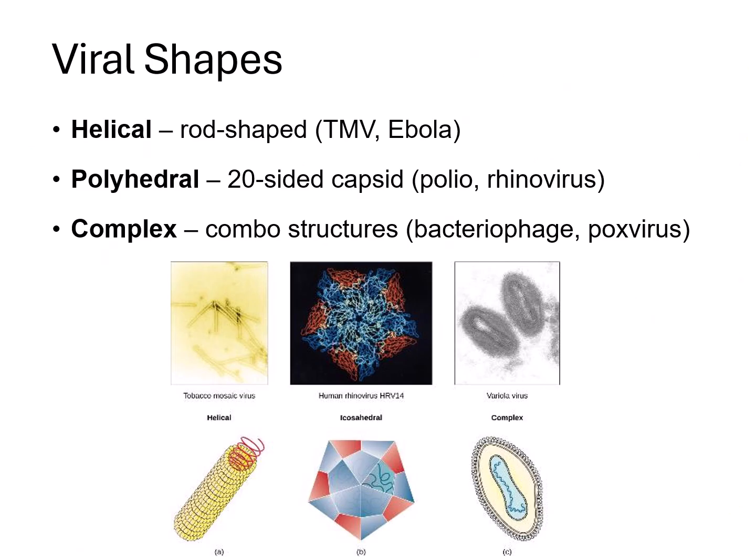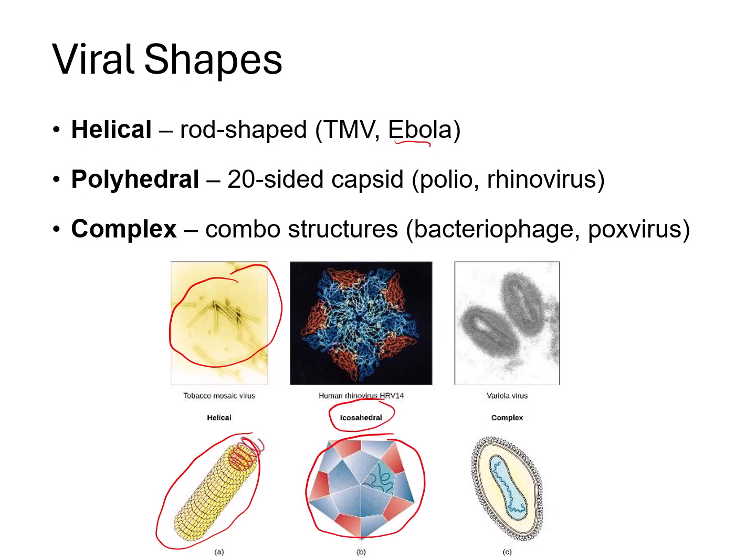Viruses come in 3 basic shapes. We have helical or rod-shaped, such as tobacco mosaic virus. Ebola also has this shape. Polyhedral, which is a 3-dimensional multi-sided shape. It can be icosahedral or 20-sided, such as in polio or rhinovirus. And then we have complex structures. Usually this means like a combination structure, such as bacteriophage, which I'll show you in a second. Pox viruses are kind of brick-shaped and don't really fit any of the other simpler categories.